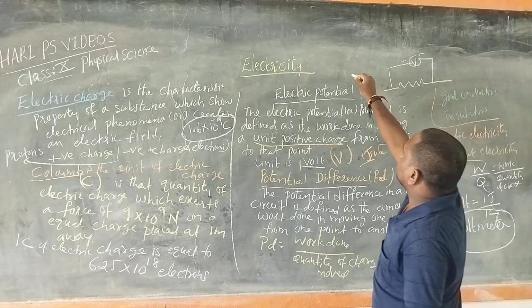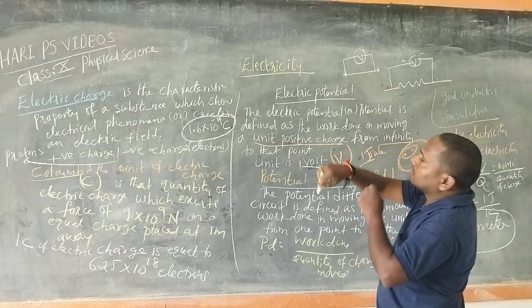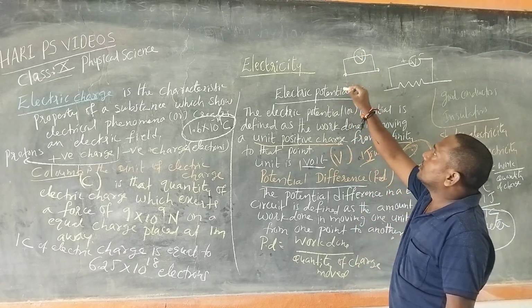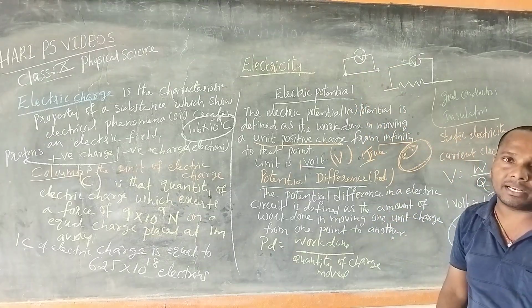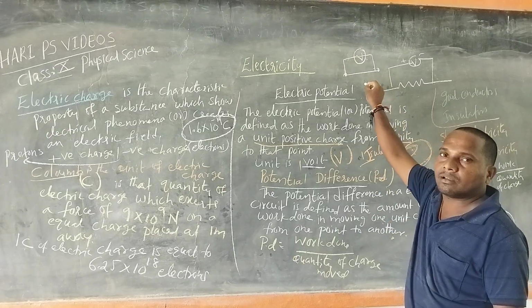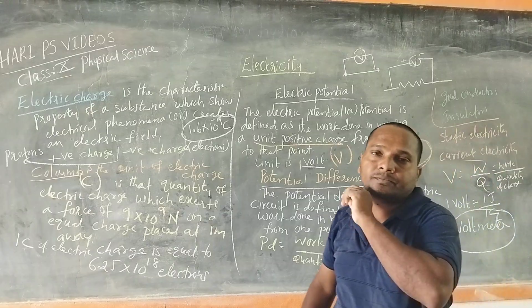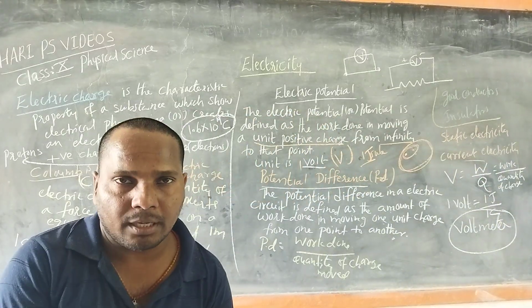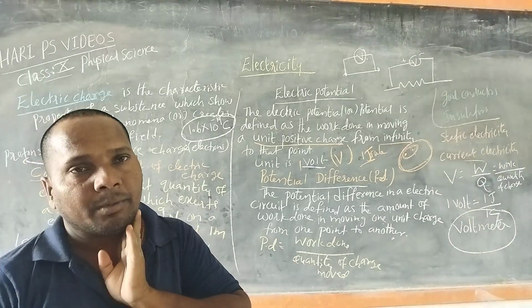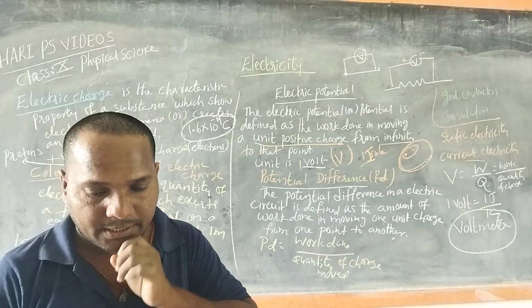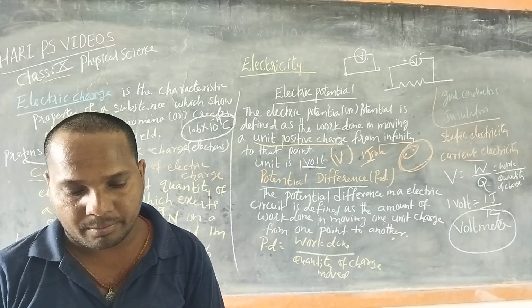If you take this as a conductor, there is some difference of electric potential. The difference between this point and this point we can call the potential difference. So to measure the potential difference of an electric conductor in a circuit, we use a device called a voltmeter. This voltmeter is connected in parallel across the 2 points where the potential difference is to be measured. A voltmeter has a high resistance so that it takes a negligible current from the circuit.